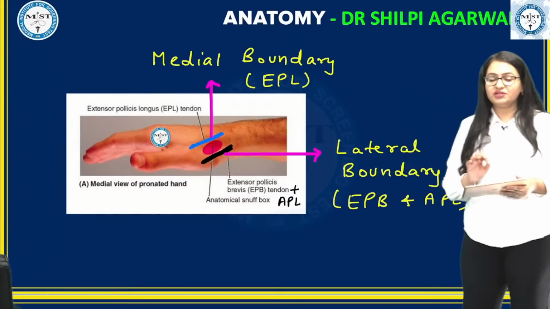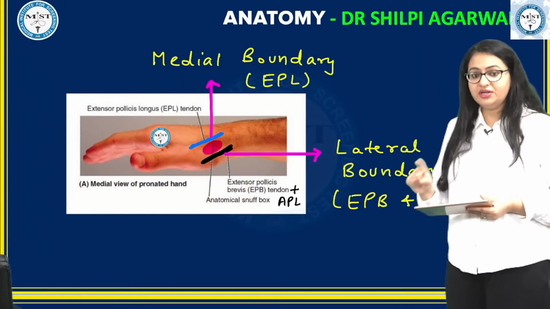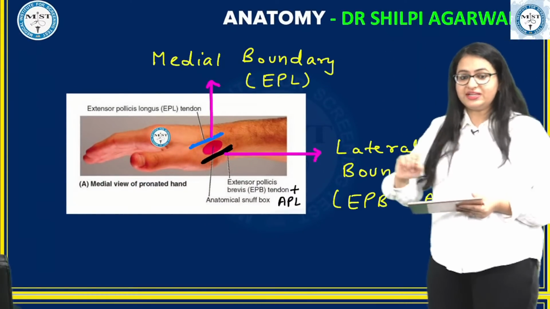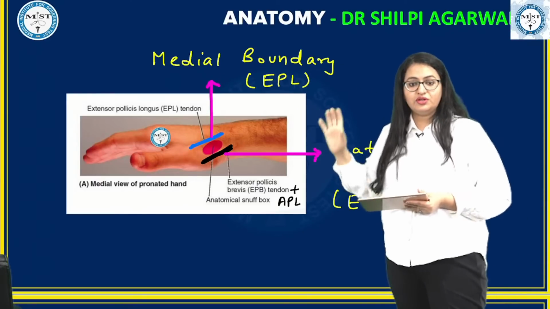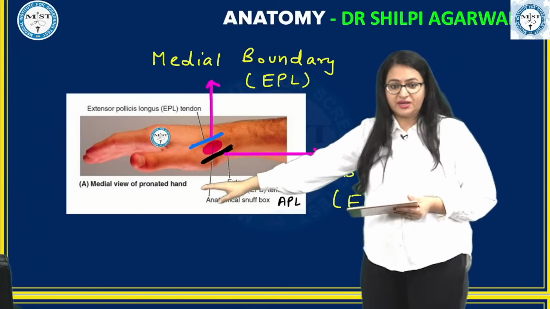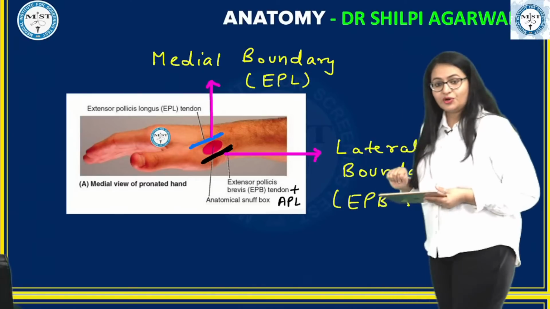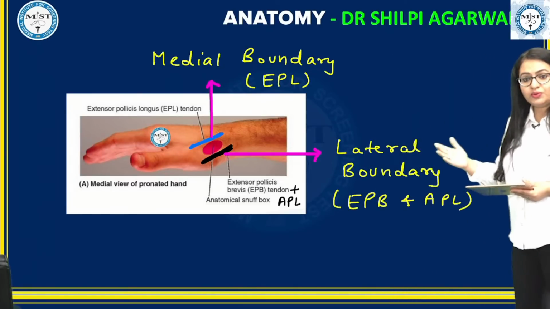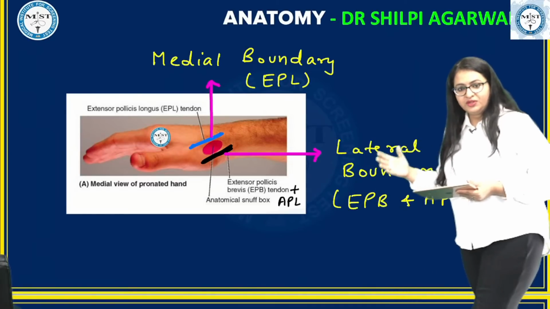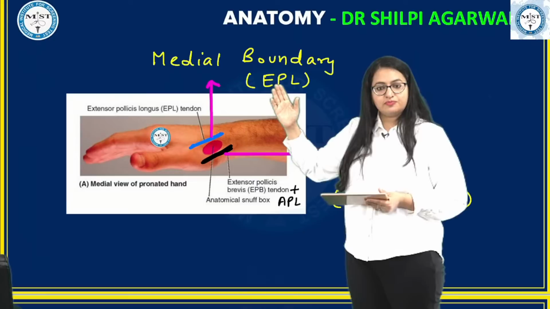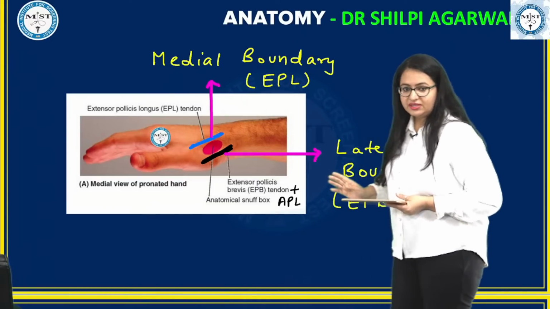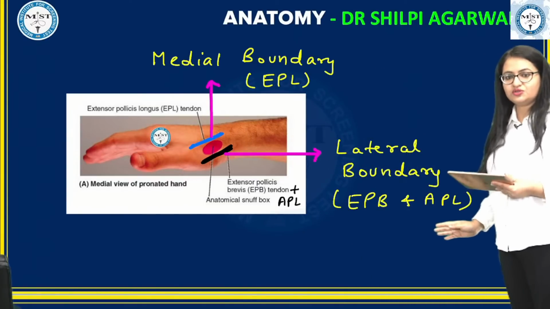Now for the anatomical snuffbox, this image is very, very important. Very important for you to tell which is the medial boundary and which is the lateral. You should be able to identify the boundary which is nearer to the thumb. It is what? Lateral boundary. And the other one is what? The other one is medial, and the muscle forming it is extensor pollicis longus. The other two muscles form the lateral boundary.